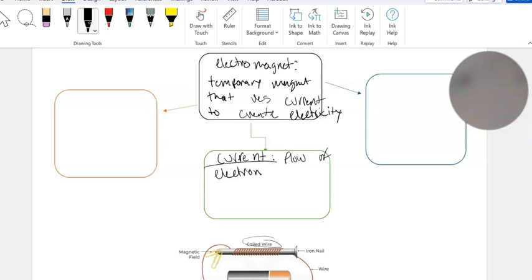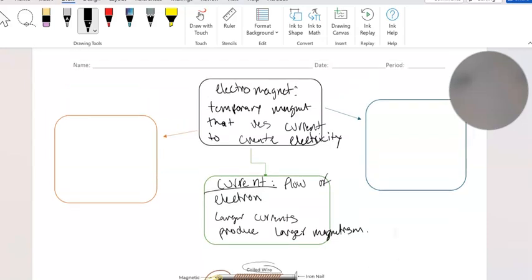Now, if we have a lot of flow, larger currents will produce larger magnetism. Great. So that's the first thing that you need.